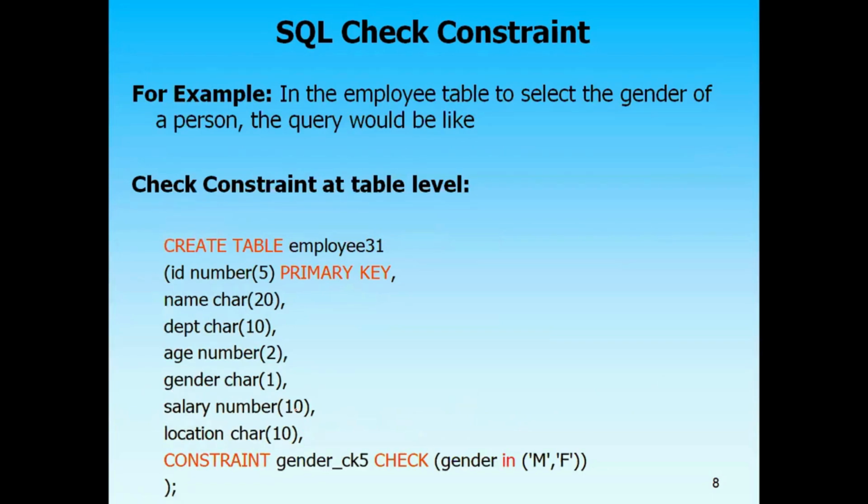Another example, the same example, for the table level syntax. So we can discuss the table level syntax, constraint name. After declaring all the columns, at last you can mention each constraint name, check in brackets, and the field of this table to which you want to apply the check constraint, that is gender. So in brackets you can mention gender in M comma F. So this is my table level syntax.